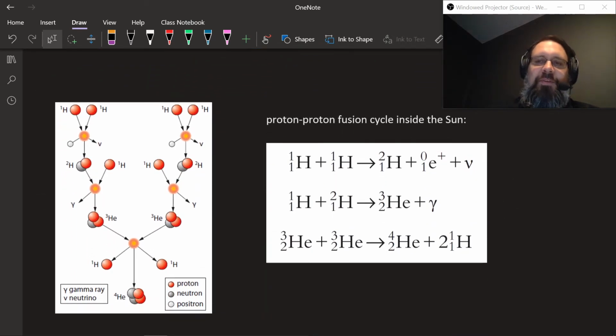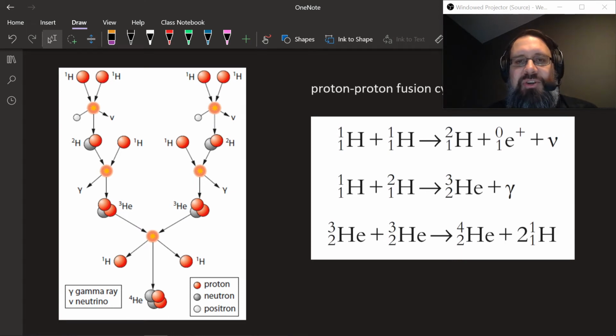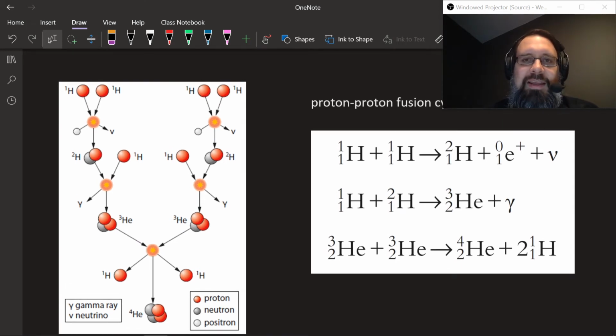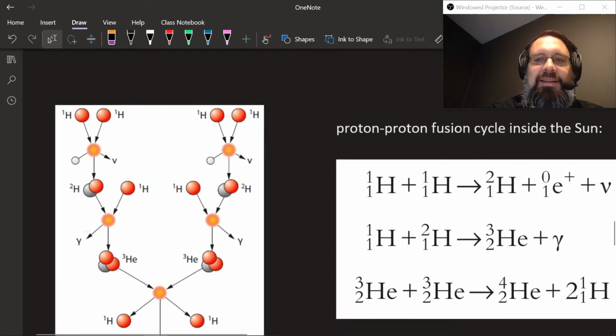Okay, this is the fusion process that occurs within the sun. It's called the proton-proton fusion cycle. Basically what happens is the sun is so hot, and there's so much pressure inside the core of the sun, that we can actually overcome the electric repulsion barrier between two protons. Normally two protons come together, they'll repel each other. But if they're moving fast enough and have enough energy, they can actually collide with each other and fuse together. That's what's happening inside the sun.